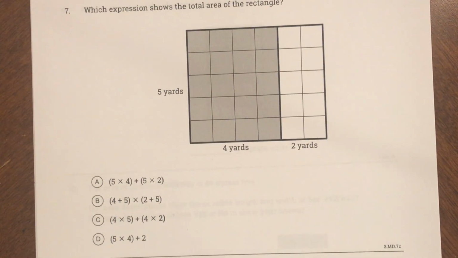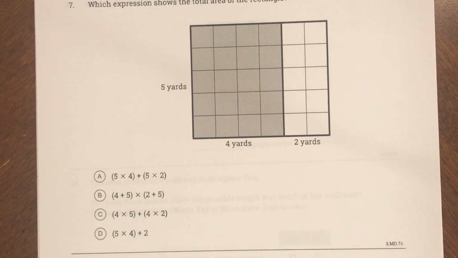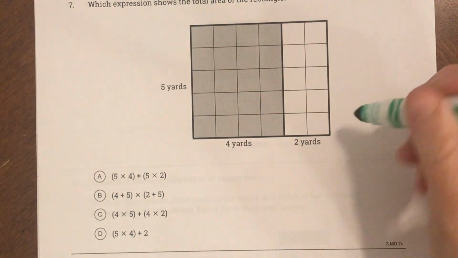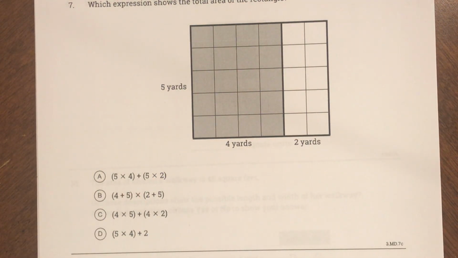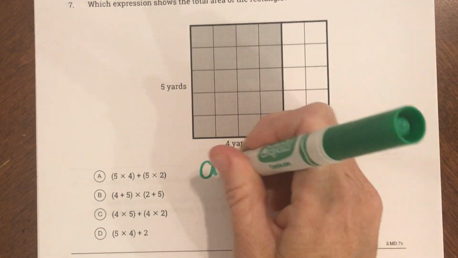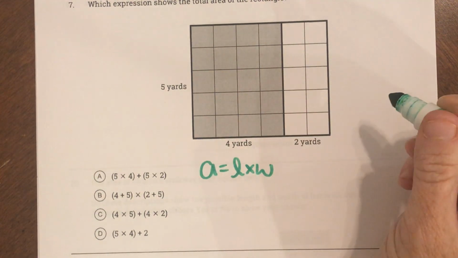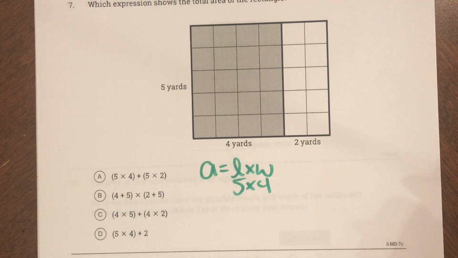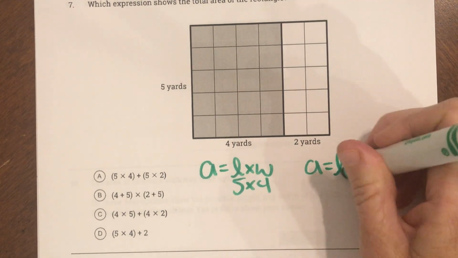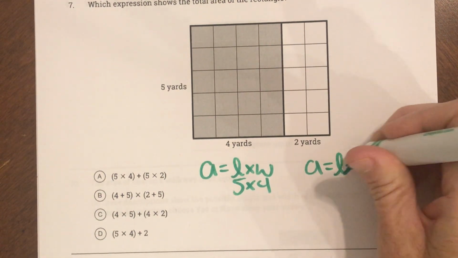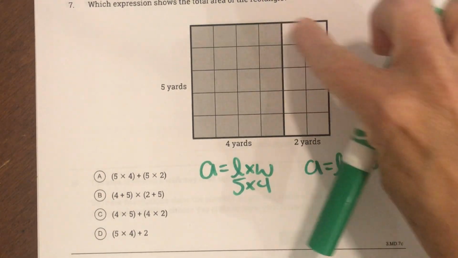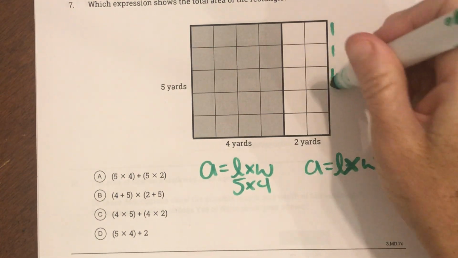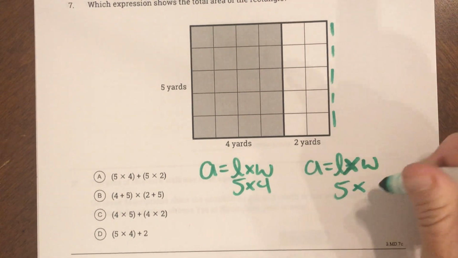Okay, let's look at our next one. This problem says, which expression shows the total area of the rectangle? So of the total area. And if you look at my answer choices, they're a little bit different this time. Well, if I did my first shaded part, and I thought about what that means, it's length times width. So my long side is 5, and my short side is 4. And if I did this side, I would have length times width. And my length, it's not written, but I could count is 5, and my width is 2.